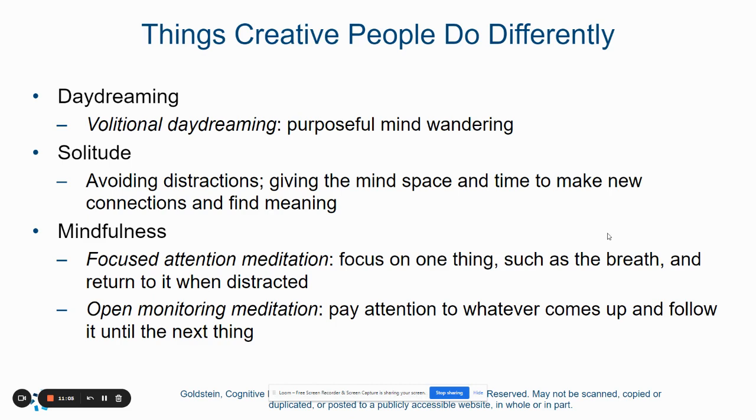Daydreaming involves purposeful mind wandering, and daydreaming oftentimes serves a purpose for us. When it comes to solitude, this is when we avoid things that are distracting. We give the mind space and time to make new connections and find meaning. We can also have mindfulness, which is focused attention meditation, when we're able to focus on one thing, such as our breath, and then return to it when we're distracted. We also can have open monitoring meditation, which is when we pay attention to whatever comes up and we follow it up until the next thing occurs.